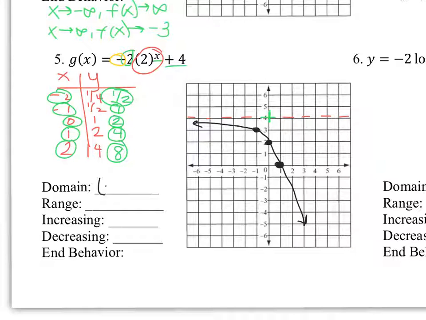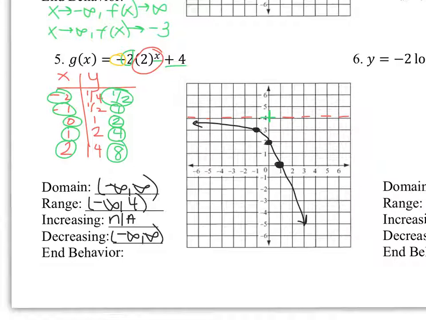So my domain is still all real numbers. It's always all real numbers for exponential functions. My range is -infinity to 4. It's increasing, it's not increasing, which means it's now decreasing from -infinity to positive infinity.